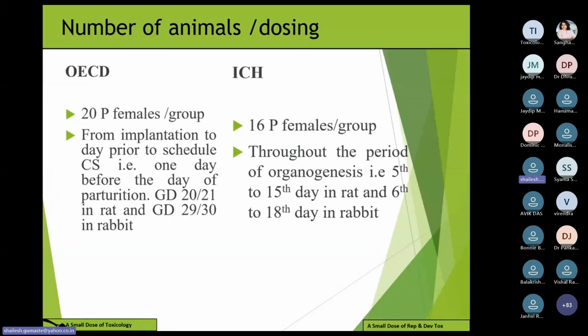The number of animals and dosing. As per OECD, 20 pregnant females per group are required. As per ICH, 16 females per group. The dosing exposure is from implantation to the day prior to the scheduled cesarean section, that is 1 day before the day of maturation. That may be day 20 or 21 in rats and day 29 or 30 in rabbits. In ICH, it is throughout the period of organogenesis, that is day 5 to 15 in rat and day 6 to 18 in rabbit.